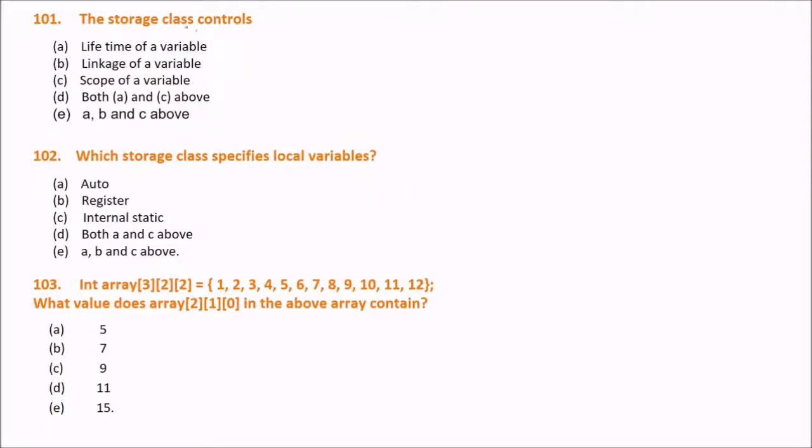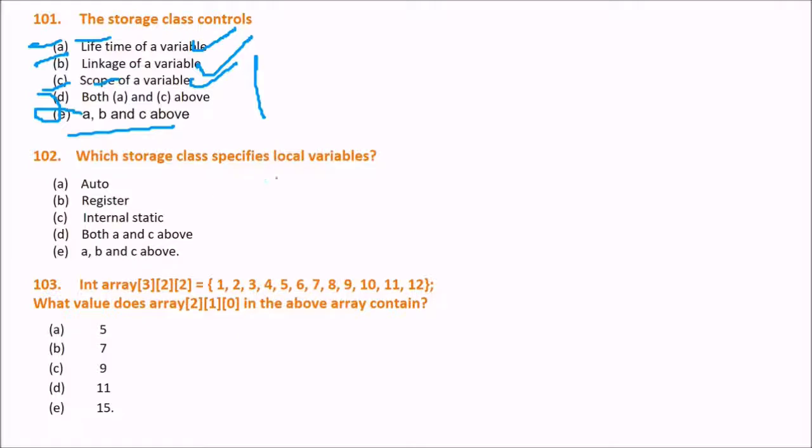Next is the storage class controls what? The storage class control. Now you have to tell me the answer. The answer is A, B, C. Lifetime of a variable, linkage of a variable, and scope of a variable. So lifetime, linkage, and scope of a variable, all these three are true. Answer will be E.